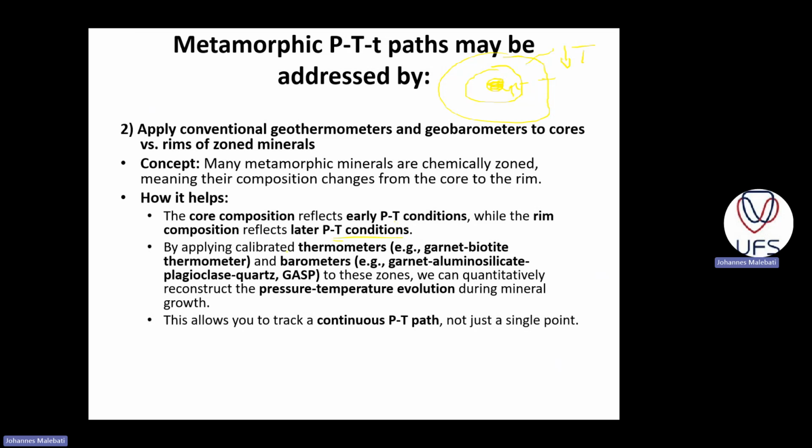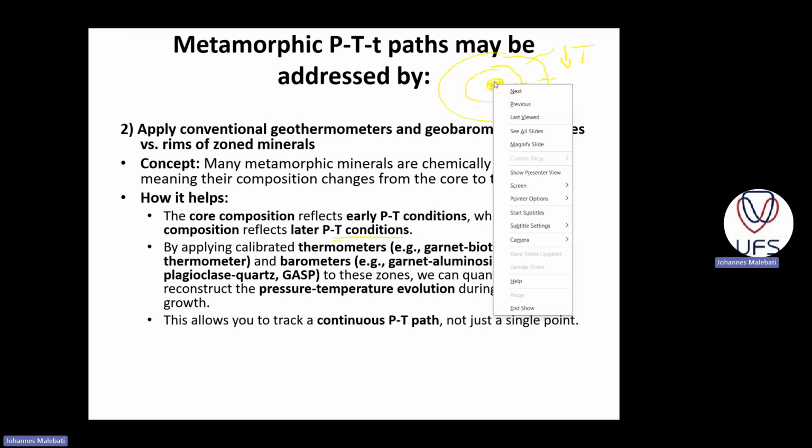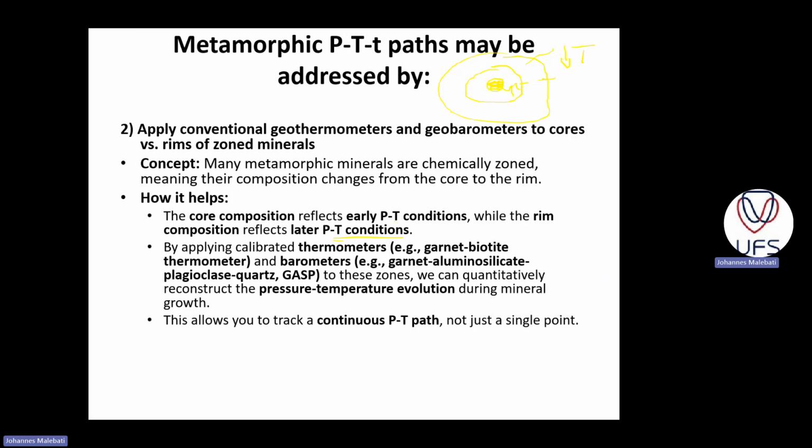So by applying calibrated thermometers and barometers to these zones, that is to say the cores and the rims, we will be able to quantitatively reconstruct the pressure temperature evolution during the mineral growth, so that this would allow you to track a continuous pressure temperature path, not just a single point.